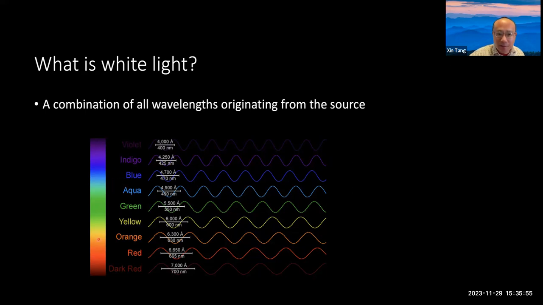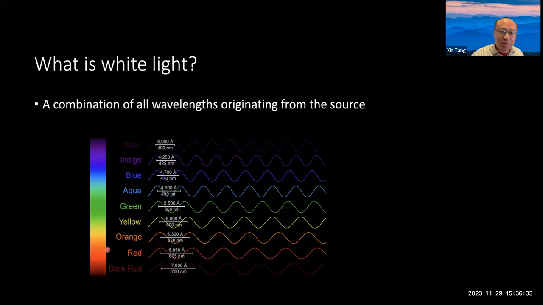Okay, in the visible light spectrum, the high energy part is the violet, and then it gradually decreases: indigo, blue, aqua, green, yellow, orange, red. So the energy decreases. This energy is linearly proportional to the frequency, but inversely proportional to the wavelength. So as the light becomes more and more red, the wavelength gradually increases and the energy gradually decreases.